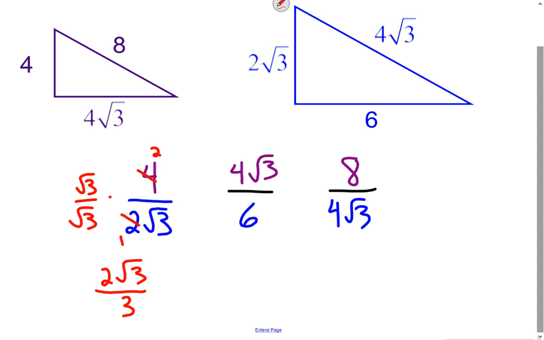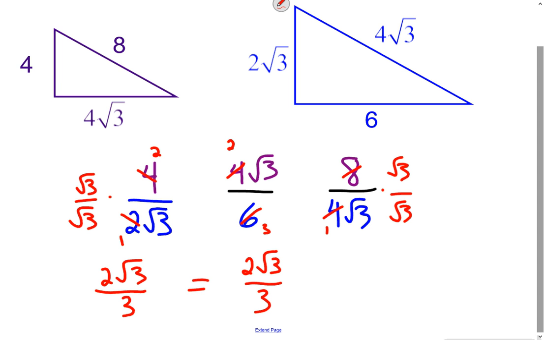On this one, we can just simplify the 4 and the 6. 4 is going to become 2, 6 is going to become 3, and we end up with 2√3 over 3. Those are the same, so that looks good. And then last but not least, on this one, we're going to have to multiply by √3 over √3. This 4 is going to become 1, that 8 is going to become 2, and we end up with 2√3 over 3, which is equal.